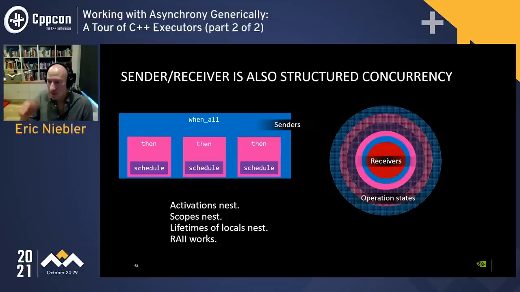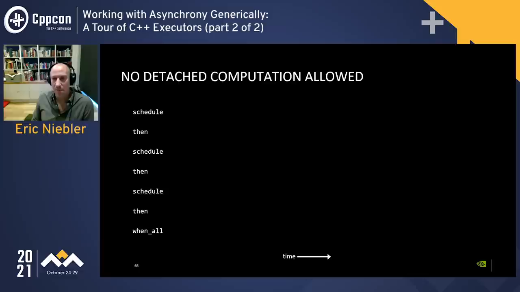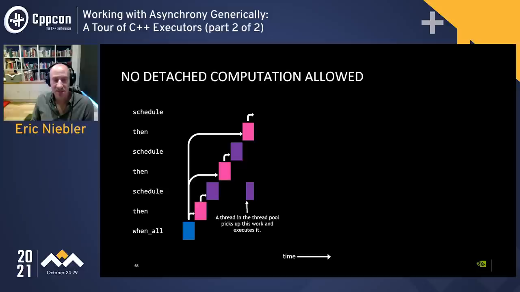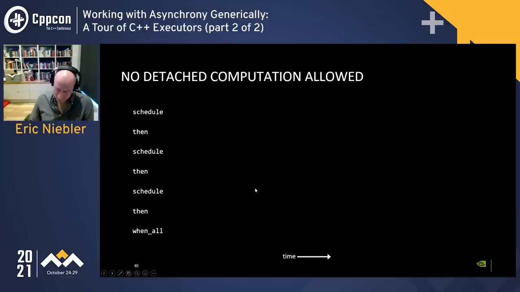Let's look a little bit at how this executes in time. If you recall, the schedule function in this example was scheduling work on a thread pool. So we have when all that executes on one thread, and we're going to have all of these other operations that we want to execute on another thread. So here's a little bit of what this looks like at the start. When all launches three instances of the then operation, and the then operation launches three instances of the schedule operation. And then at some point, some thread in your thread pool is going to be picking up some work and executing it. So that's what happens here at this point in time.